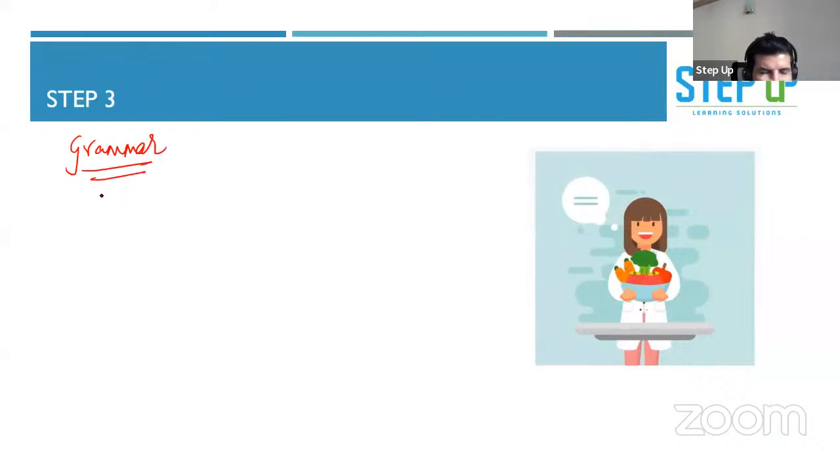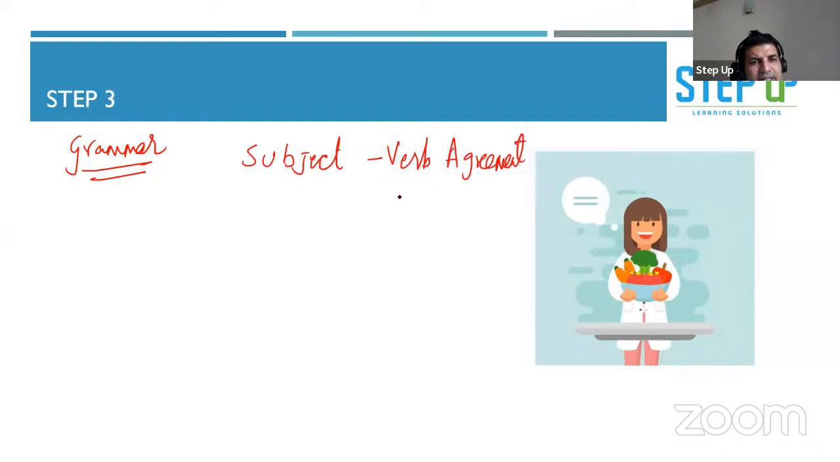So now what happens is, when it comes to grammar, there are different kinds of errors. Let me teach you one error. It's called subject-verb agreement. What that means is that the subject and the verb should be in agreement.